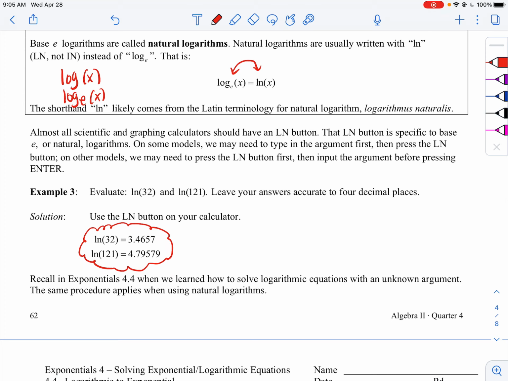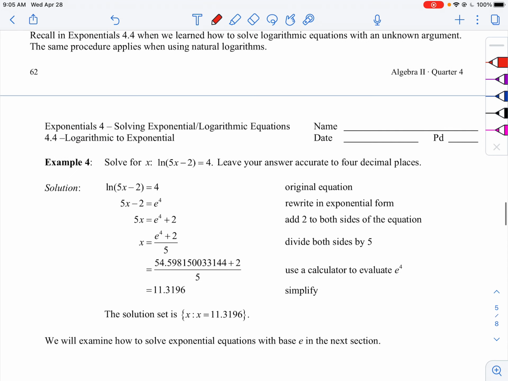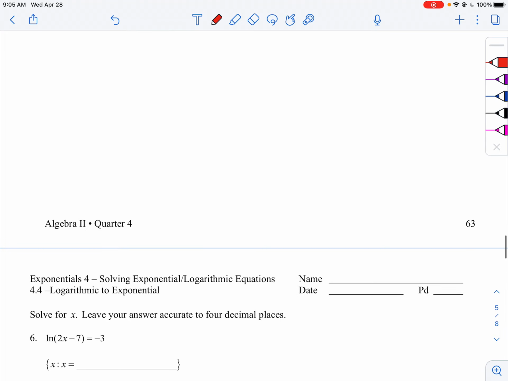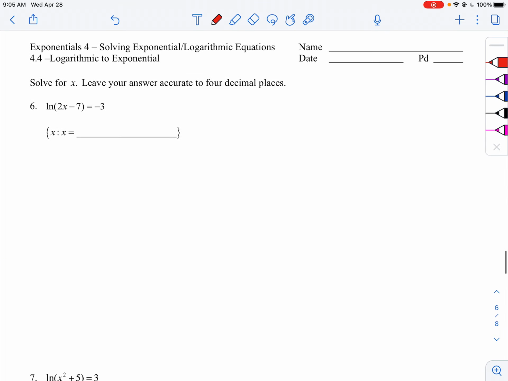Okay? So, recall in Exponentials 4.4, we learned how to solve log equations with an unknown argument. The same procedure applies when using natural log. I only have 2 examples in here, and hopefully these 2 examples will be enough for you to understand how to rewrite ln, natural log, with a base e.